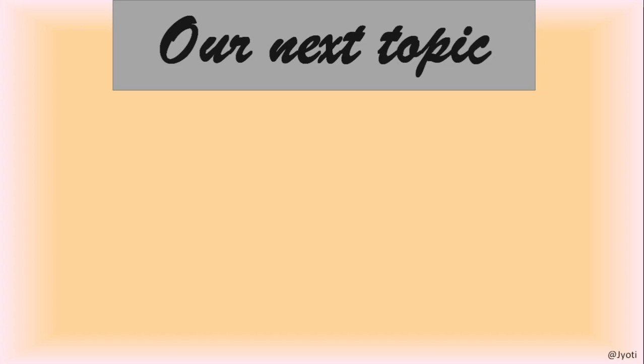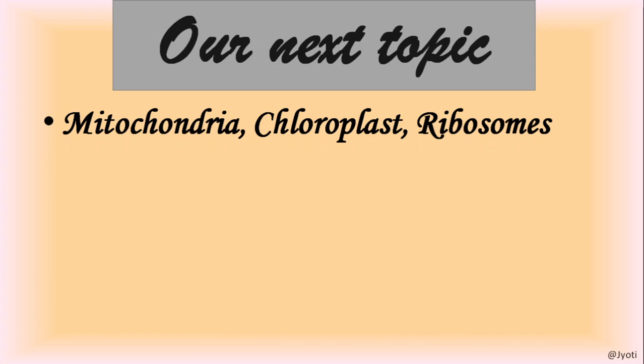So I hope the structure and function of all the endomembrane structures are very much clear to you. And in our next session, we'll discuss the other cell organelles like mitochondria, chloroplast, and ribosomes. These are not part of the endomembrane system, because they perform very specific functions individually by taking the help of the products of other cell organelles.